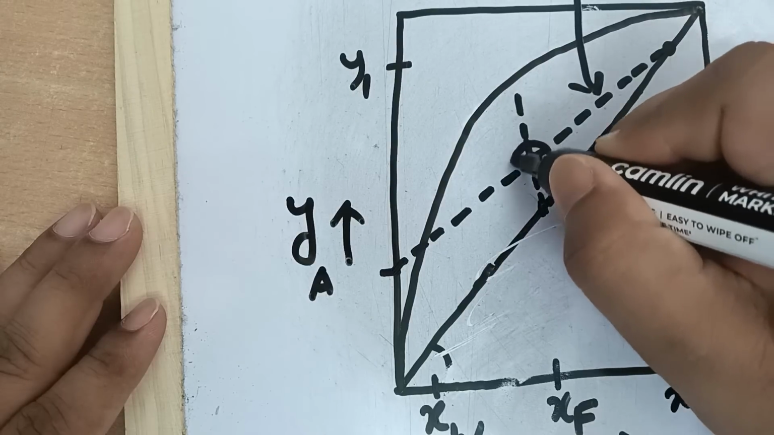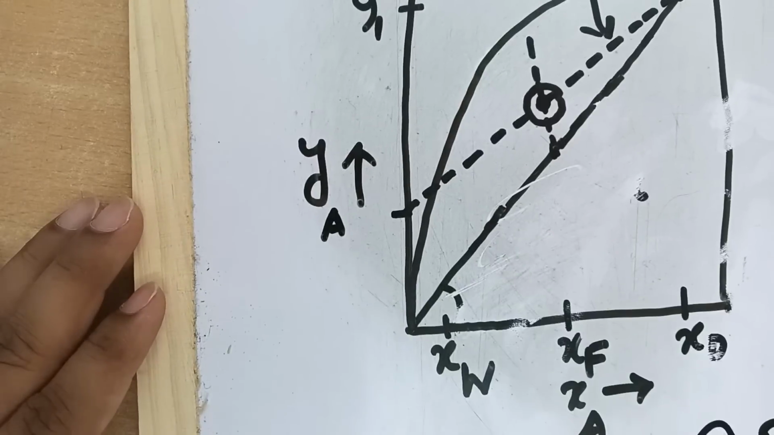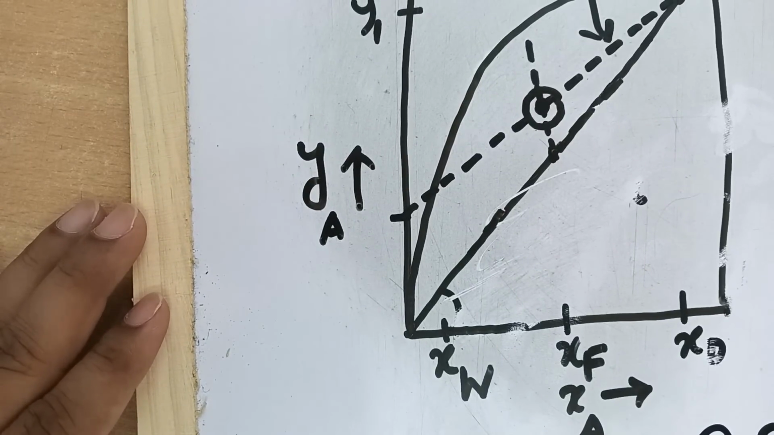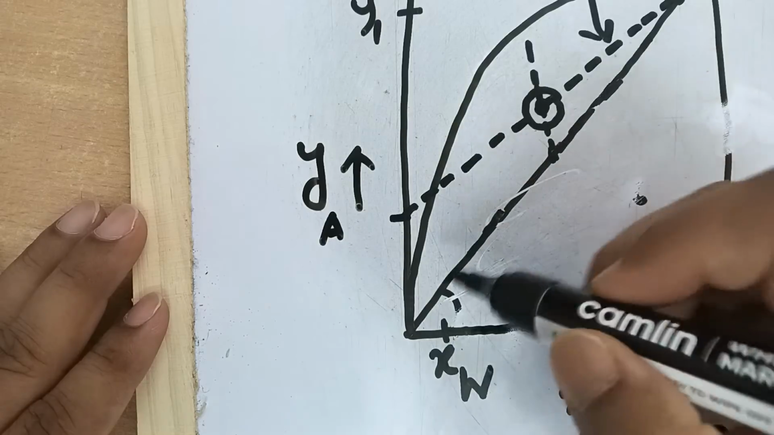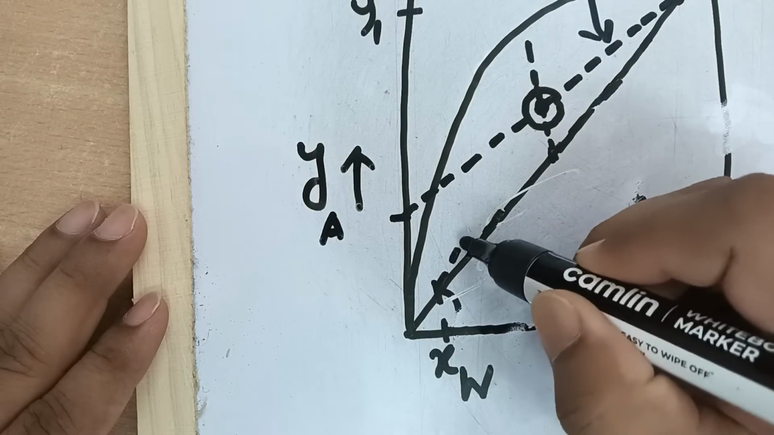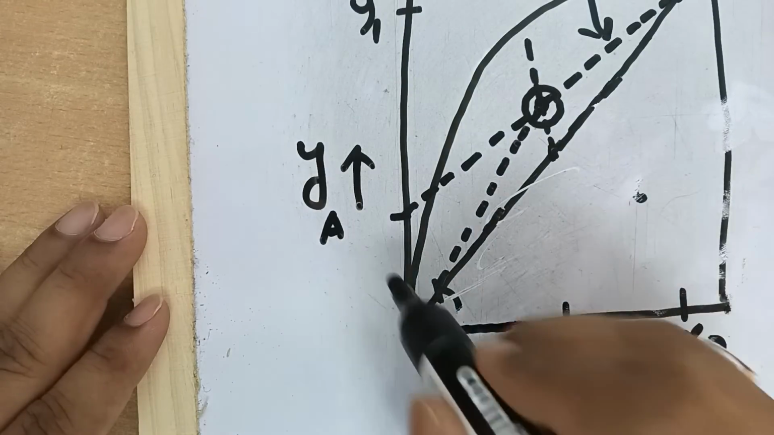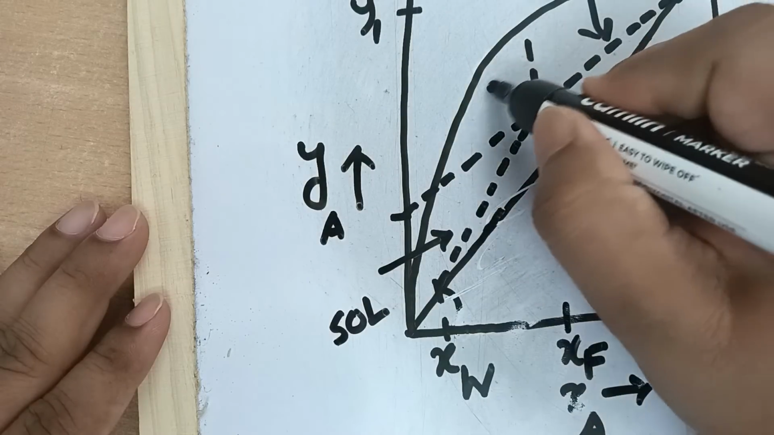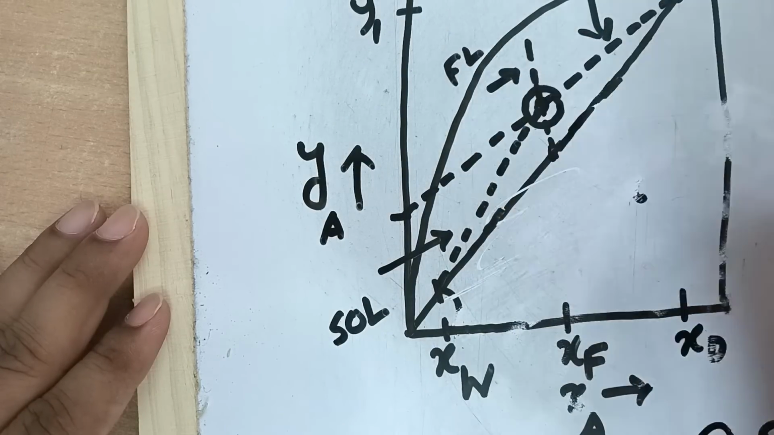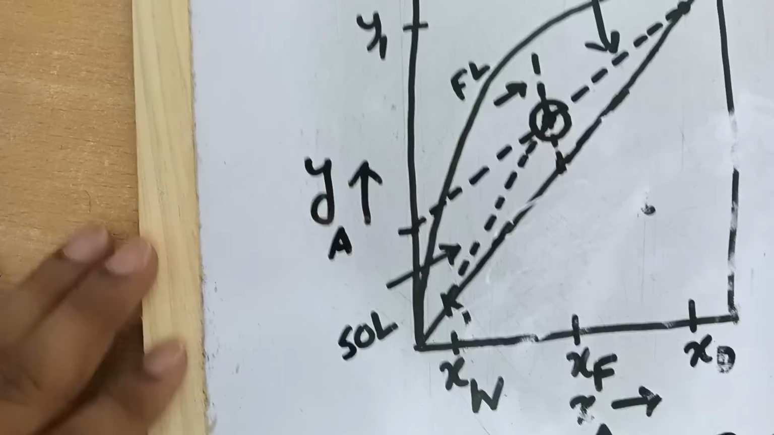You can find the point of intersection of the enriching section operating line with the feed line. The stripping section operating line must pass through the point of intersection between the enriching section operating line and the feed line. So you can simply join these two points and get the stripping section operating line, SOL, and this is the feed line. This is how we normally draw various operating lines within the mole fraction diagram following the McCabe-Thiele graphical method.